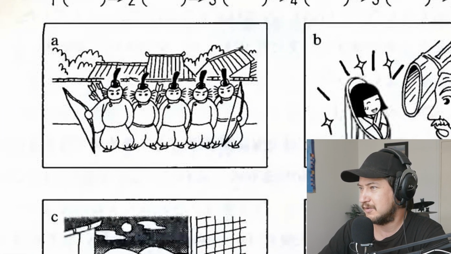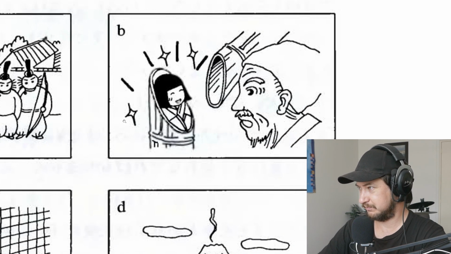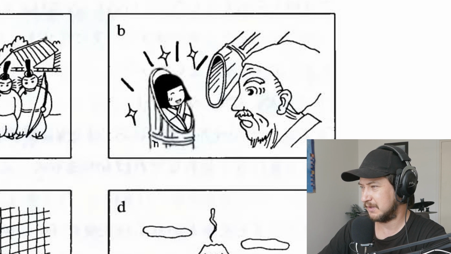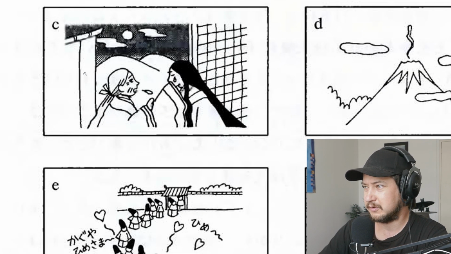What do we have here? Some warriors with bow and arrows. There's something about a bamboo tree, and I think there's a guy who cut a bamboo tree and there was a baby in it. I don't know what's going on here.